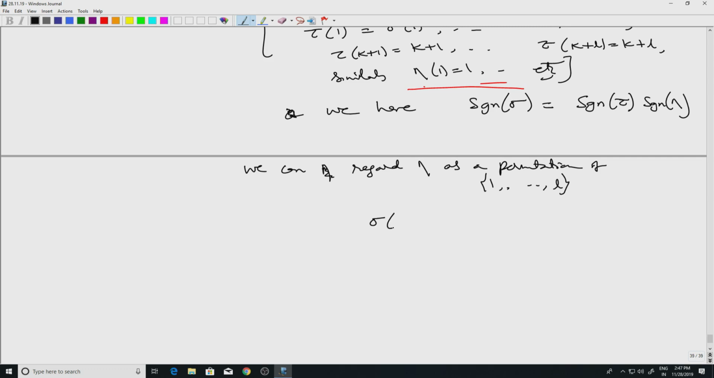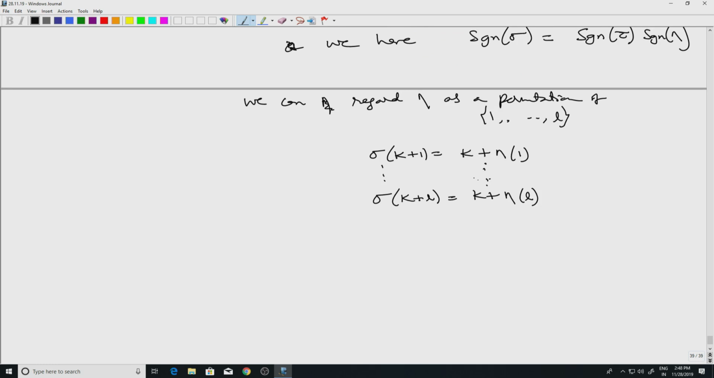essentially sigma of k plus 1 will be k plus eta of 1, sigma of k plus L will be k plus eta of L. The point being that anything in between k and k plus L will be of the form k plus something. What is changing is that something. So I might as well regard eta as a permutation of the various things that you add to k, which is what I've written here.